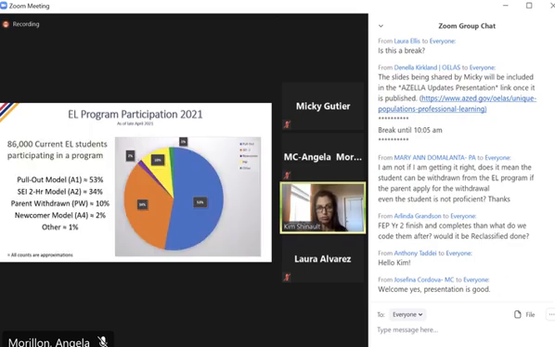Let's look a little more closely at those program participations. Of the 86,000 currently enrolled EL students participating in a program, approximately just over half of them are in the A1 pullout model. About a third of them are in the SEI 2-hour model. About 10% of them are parent withdrawn. About 2% are in the newcomer model, and all of the other models are not as widely used, and those make up about 1% of the program participation.